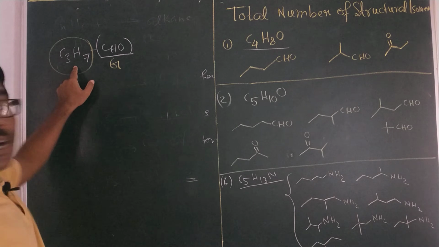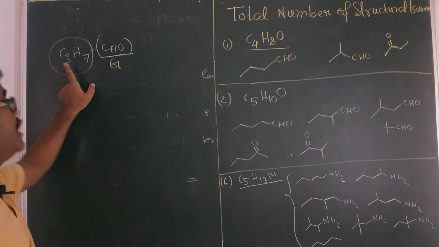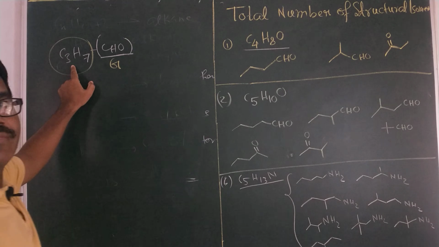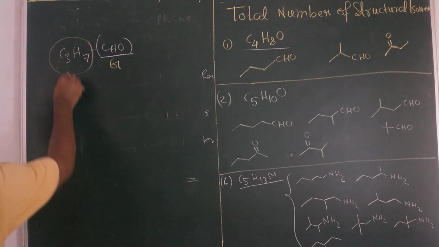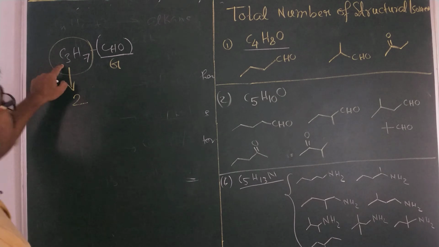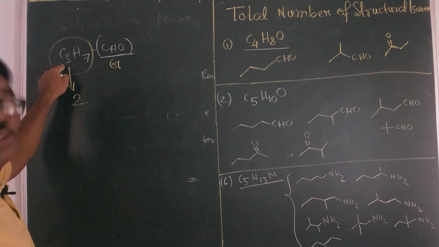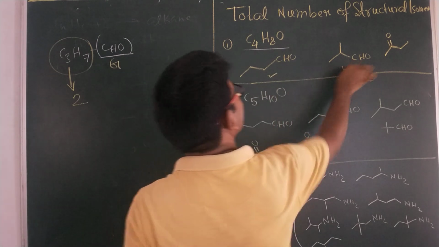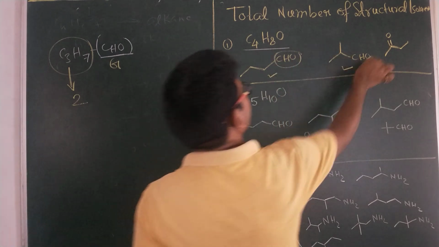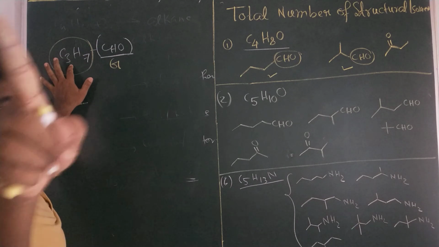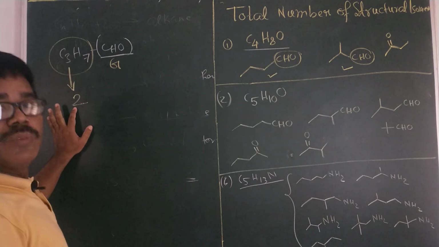We need to see how many carbons are there. If there are 3 carbons here, the total number of isomers will be 2. These two, this and this. You see, this is the group. On the left hand side, there are 3 carbons. With 3 carbons, there are 2 isomers.